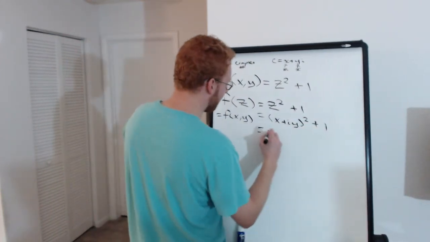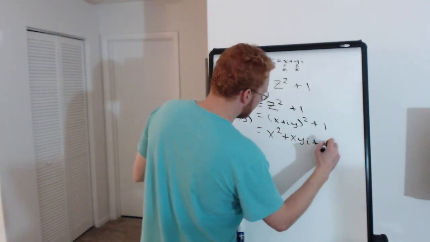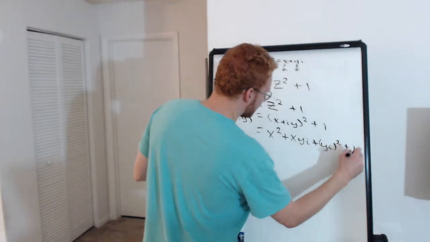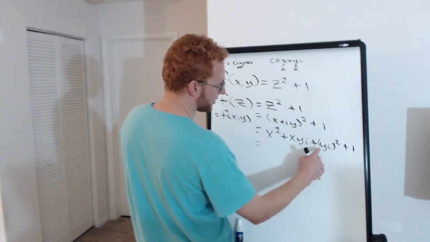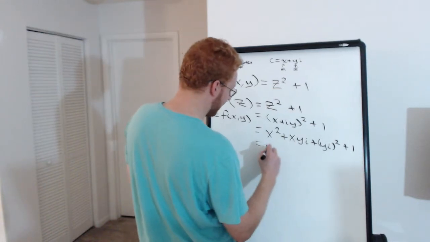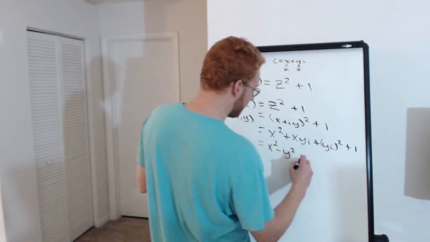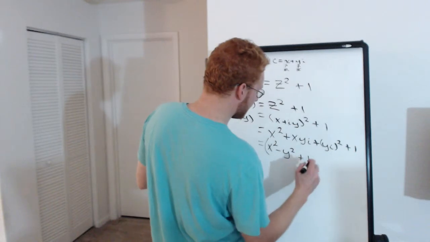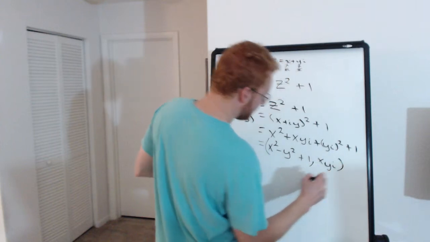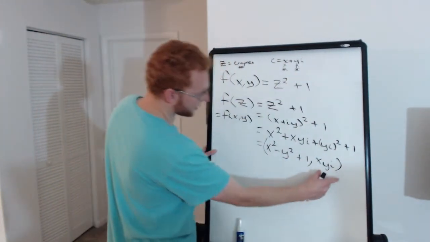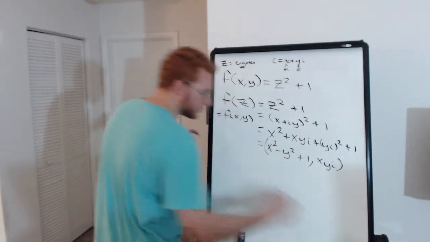You square it, you get x squared plus xyi plus yi squared plus 1. You clean it up. i squared is negative 1, so it's going to be negative y squared. So you get x squared minus y squared plus 1. That's the real component. The imaginary component is xyi. So we have a real component here, an imaginary component here. So that's what this equals.